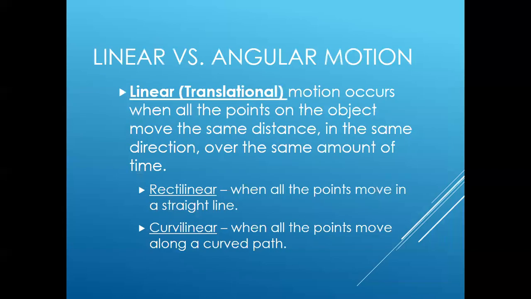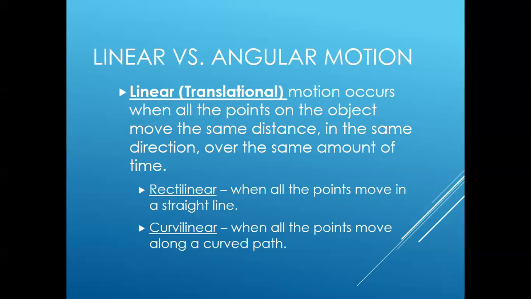So first, let's get back to linear versus angular motion and give you a definition there. Linear motion, you may also hear the term translational. Just means linear. So this is when motion occurs when all the points on the object move the same distance in the same direction over the same amount of time. The two types of linear motion are rectilinear and curvilinear.